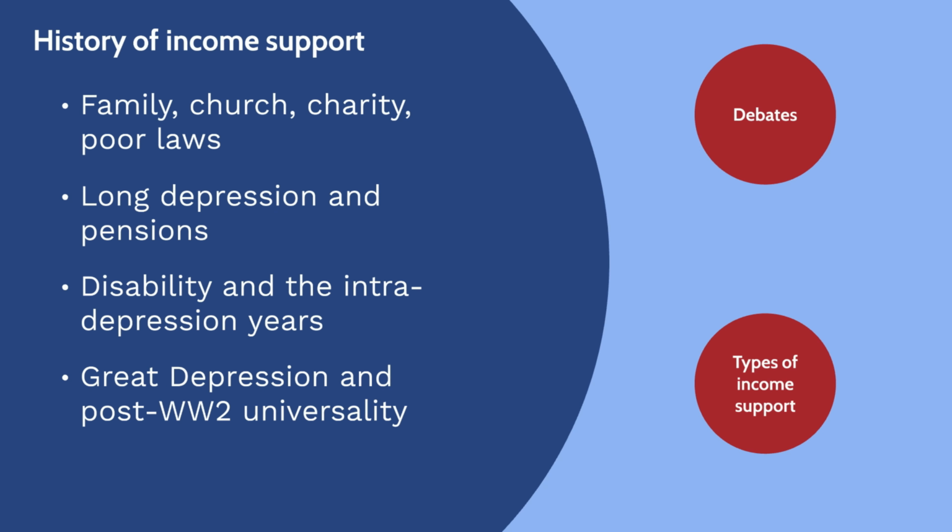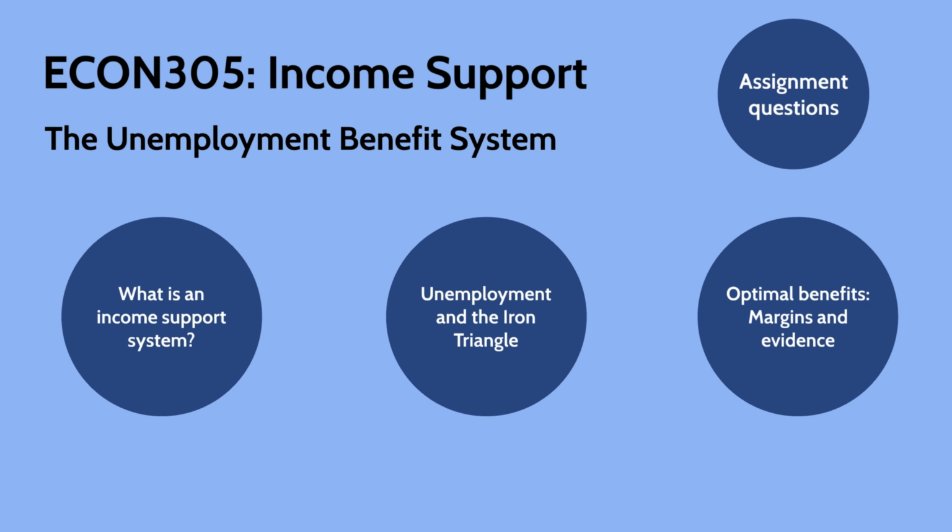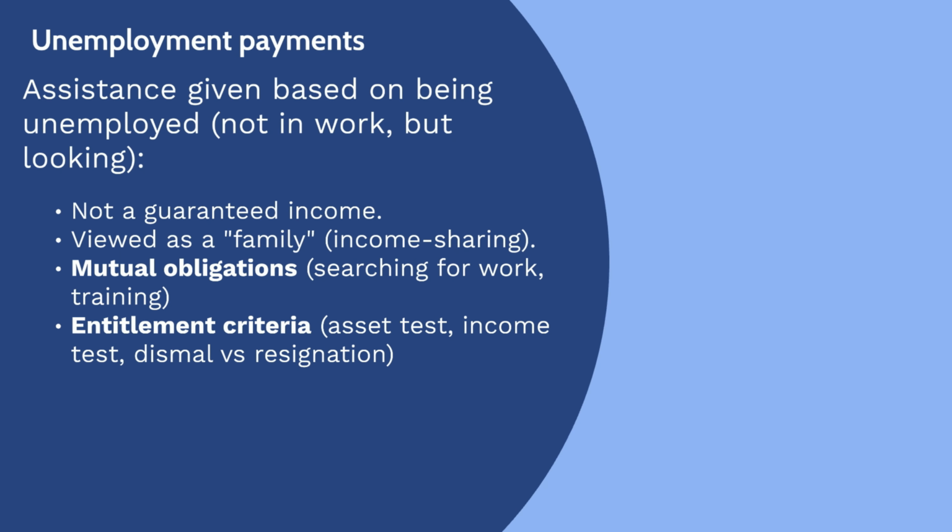Cool. So that's an outline of the history of income support, but now we really want to focus on just unemployment. So what is an unemployment payment? An unemployment payment is assistance given based on being unemployed. So what is unemployed? Unemployed is when you're not in work, but you're looking.